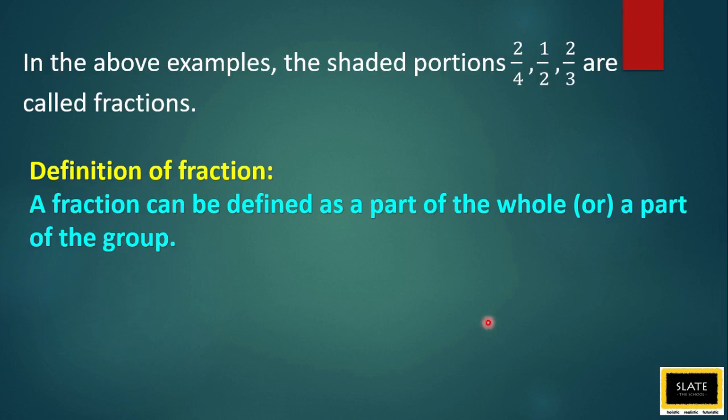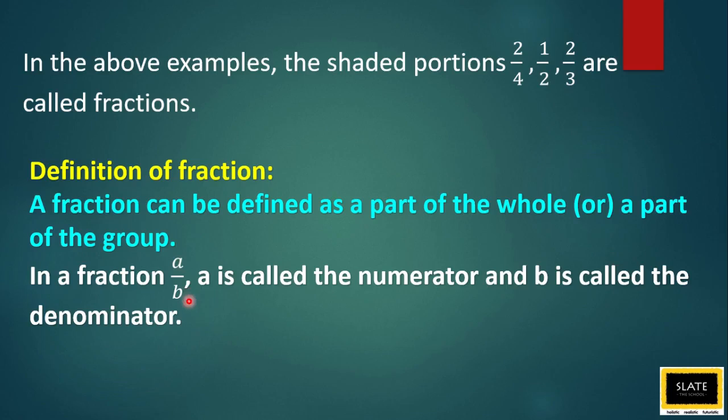of a group. Just now we saw the number of parts, right? Four parts. So we took 2 parts: 2 out of 4, 1 out of 2, 2 out of 3. So a part of the whole or a part of the group. A fraction can be defined as a part of the whole or a part of the group. In a fraction a by b, a is called the numerator, and b is called the denominator. For example, 3 by 4, 5 by 7, 10 by 17, etc. These are examples of fractions.